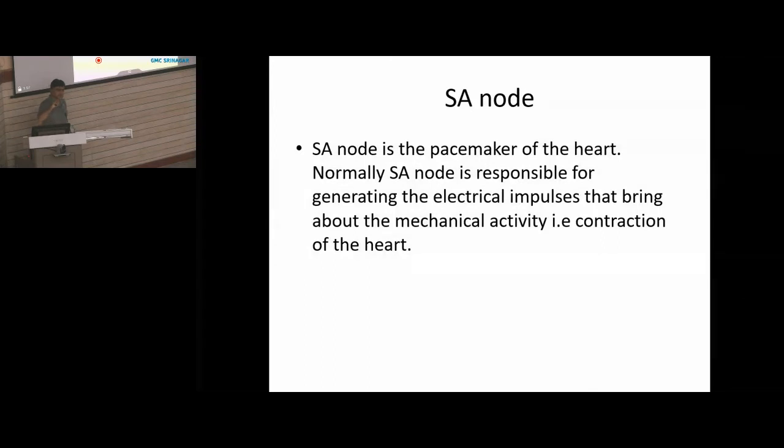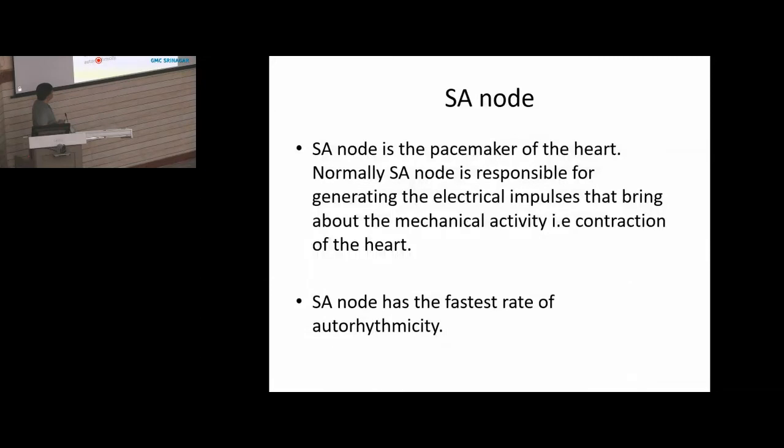One is electrical activity followed by mechanical activity. So first there will be generation and conduction of action potential, which will be followed by contraction and relaxation. So electrical activity is followed by mechanical activity. So SA node is responsible for generating this electrical impulse. And SA node has the fastest rate of autorhythmicity.